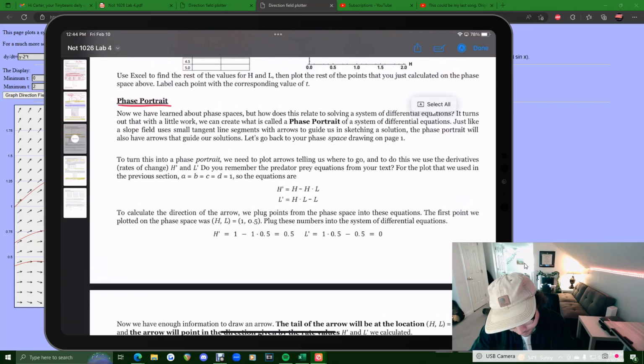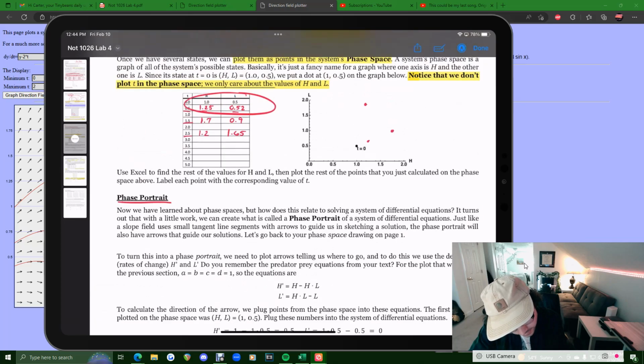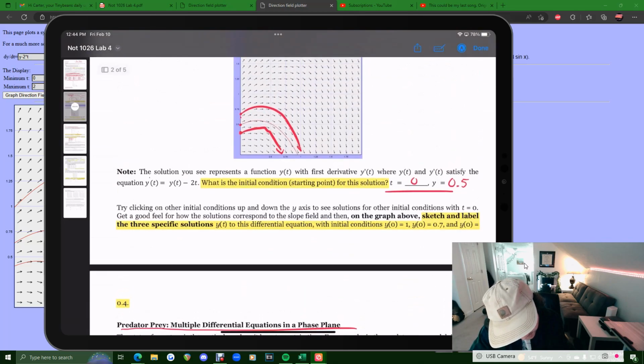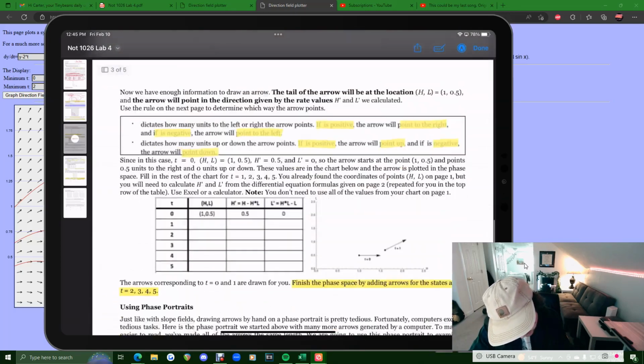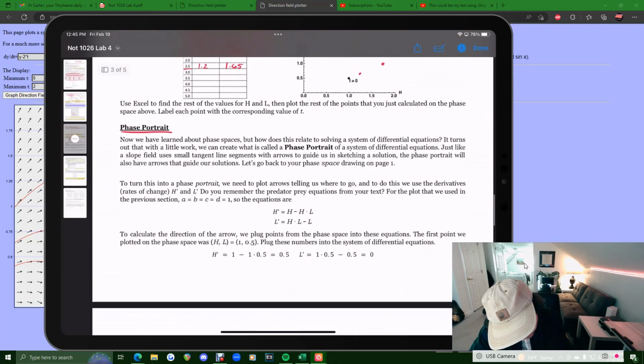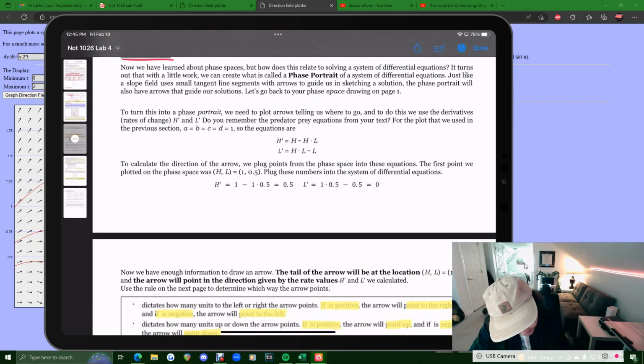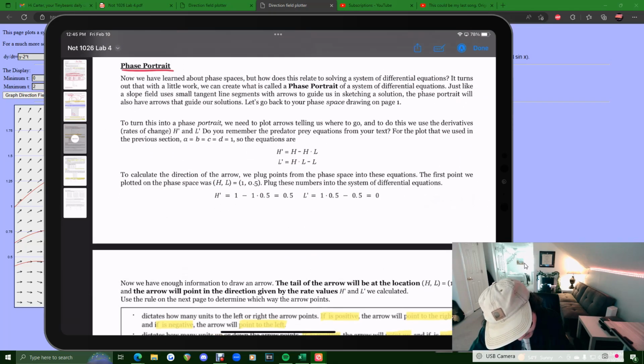Let's keep rolling. Phase portrait. So turns out with a little work we can make a phase portrait just like a slope field. It'll be small tangent lines, but maybe the difference is just having arrows instead. I mean, that had arrows too, so I would call that a phase portrait. They feel like the same thing, to be honest, but I think arrows are mainly the difference they're talking about. I don't know. Let's see.